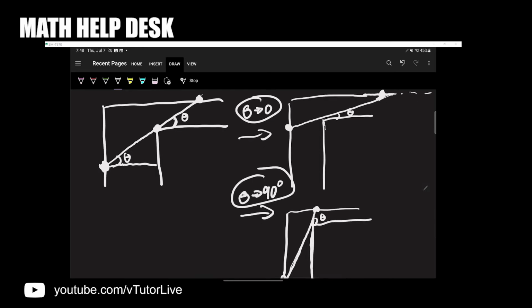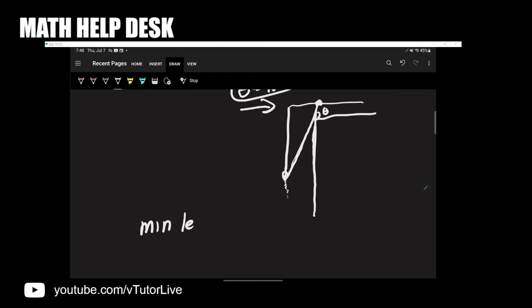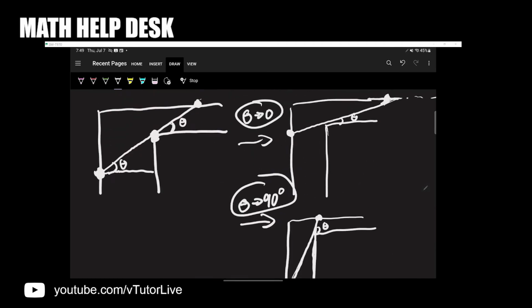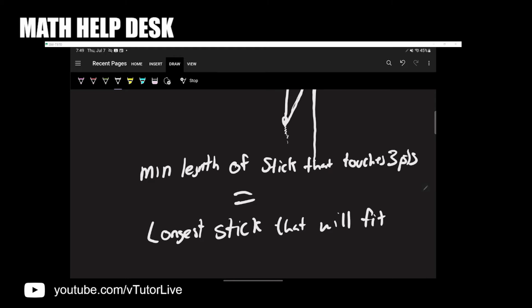It took me a little while to wrap my head around this, but the minimum length of a stick that touches those three points, the pivot point, a point on the wall and a point on the other wall, is equal to the longest stick that will fit around the corner. This is why the problem is a little bit misleading, because it's not a maximization problem. It turns out the way to think about it is actually a minimization problem.